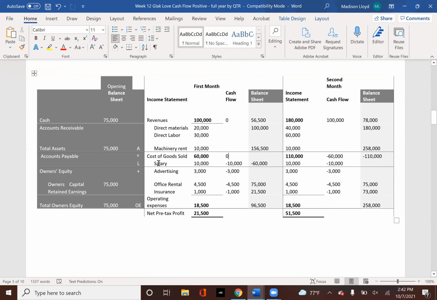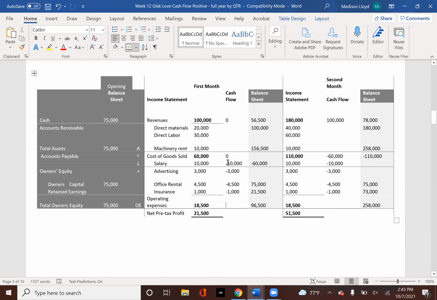So we'll go down here: our salary, our advertising, all of our operating expenses are going to be the same whether we sell a product or not. So we have to pay $18,500. That is consistent across the board. So you have to pay that regardless of whether you have revenues. So we're going to pay that $18,500.